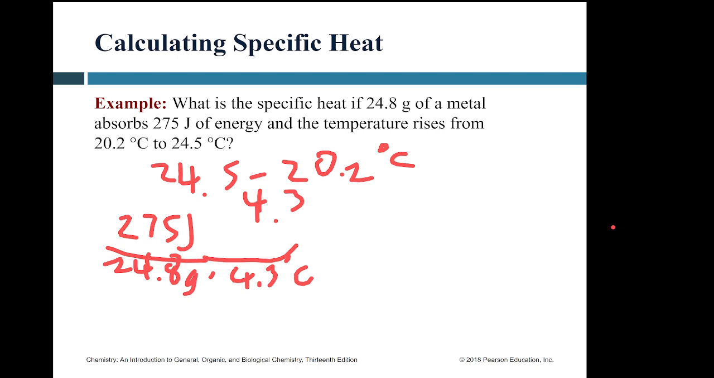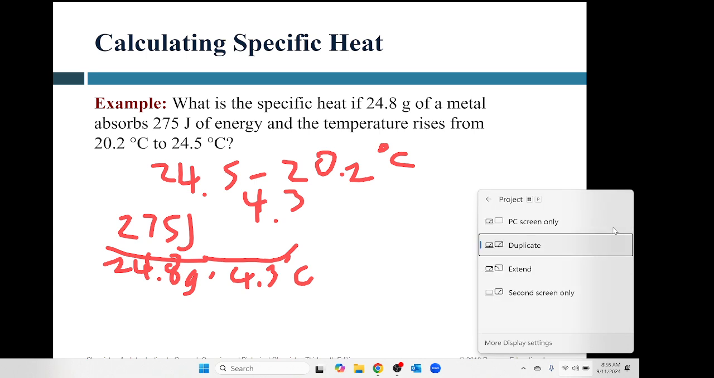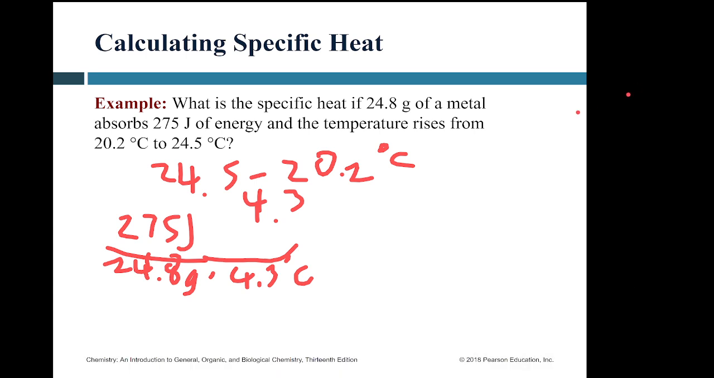Did I just lose the projector? It'll take a minute. Okay. Wow. I really don't know what's going on with that. This wire here is like cursed or something.